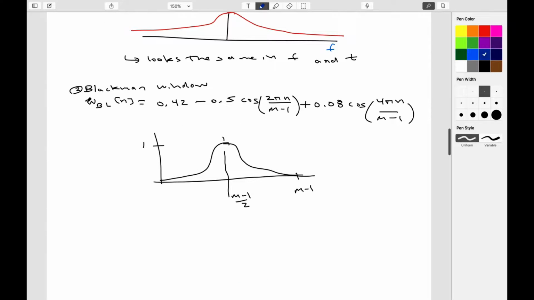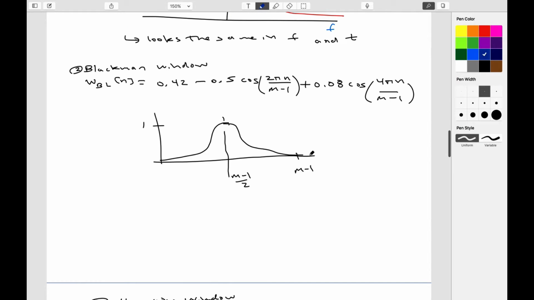The first is what we call the Blackman window, which I'm going to denote as w sub bl of n, which is 0.42 minus 0.5 cosine of 2 pi n over (m minus 1), plus 0.08 cosine of 4 pi n over (m minus 1). And so it's going to look something like this.